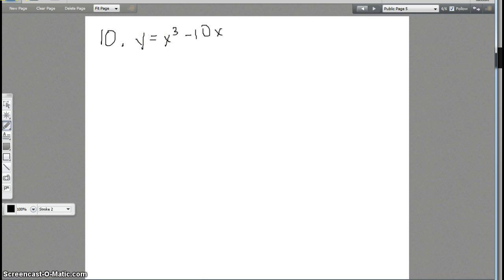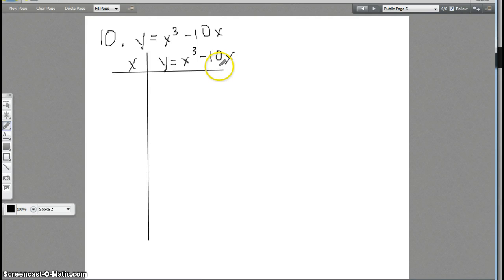So what we need to do is create a data table. So I'm going to just draw lines here so I can make a data table. I'm going to write my x's on the left side. On my right, I'm going to put y equals x cubed minus 10x. And for number 10, the values we're going to choose for x are -4 to +4. So we've got -4, -3, -2, -1, 0, 1, 2, 3, and 4.